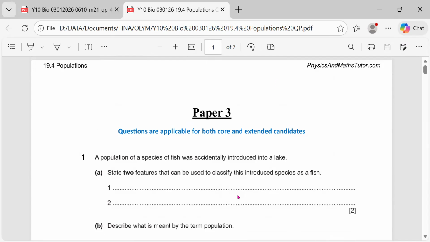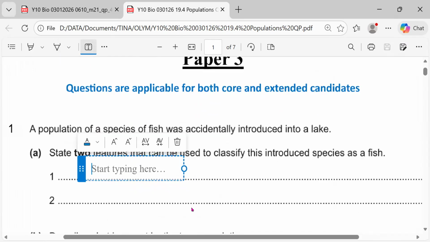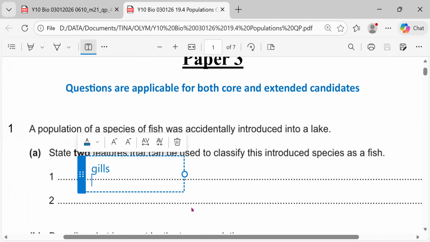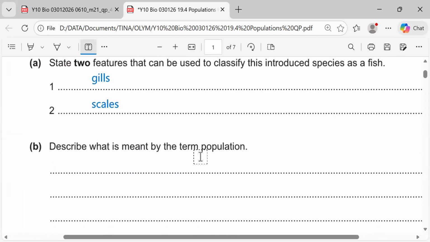Okay, a population of a species of fish was accidentally introduced to a lake. Two features can be used to classify the introduced species as a fish. If you don't know this, we sit down and cry. It looks like a fish. It has gills, fins, scales. Yeah. All right, it's correct.